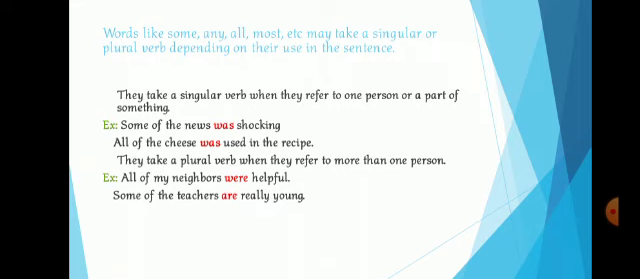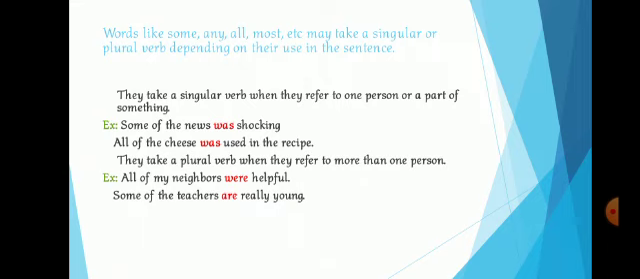Now see the second point. They take a plural verb when they refer to more than one person. Example, all of my neighbors. You're talking about several people in your neighborhood, not one neighbor, right? Neighbors, you're talking about more than one person. So all of my neighbors are, there you have to put a plural verb. All of my neighbors, sorry, were. Plural verb. Some of the teachers are really young. Some of the teachers, plural. So there you use a plural verb.